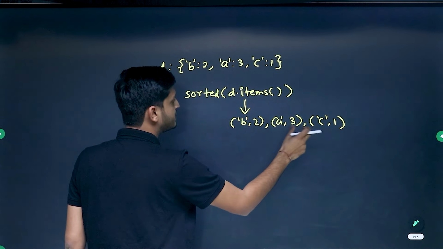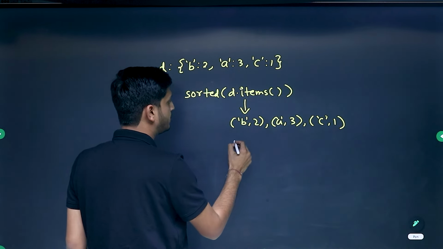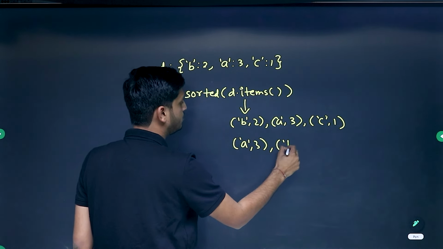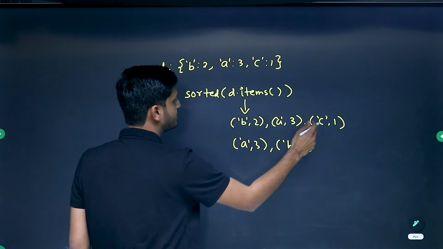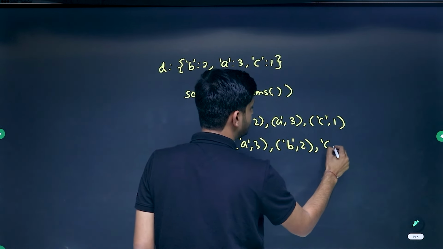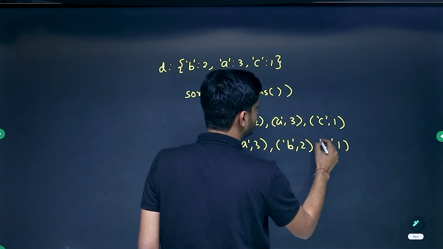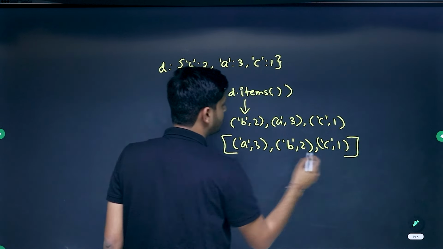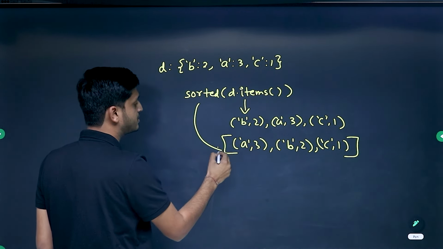So now all these three tuples will be sorted. The new tuples that you will get are A, 3, then B, 2 and then C, 1. This is the sorted version of these tuples. And the sorted function always gives you a list. This will always give you a list. So the output of this will be this list.